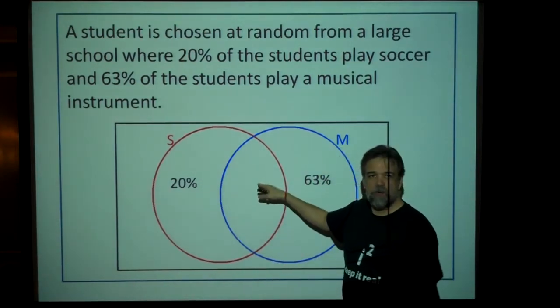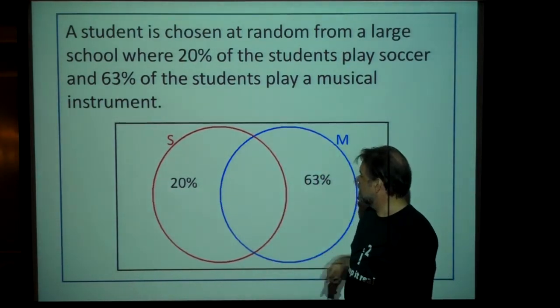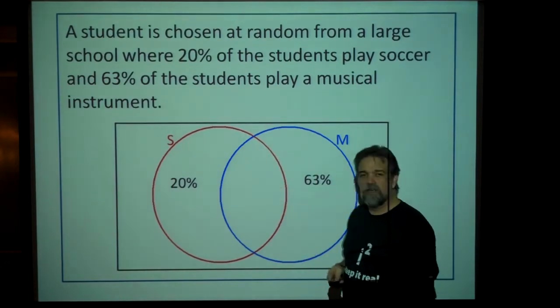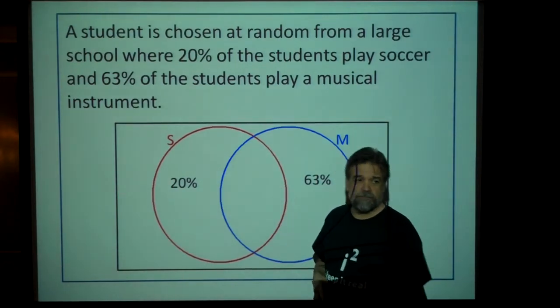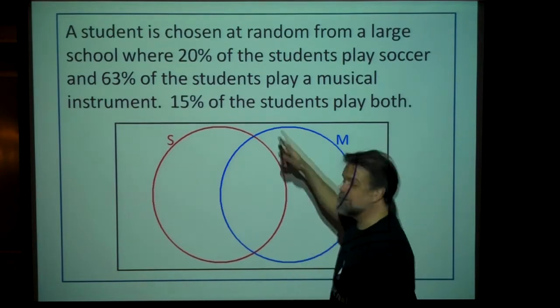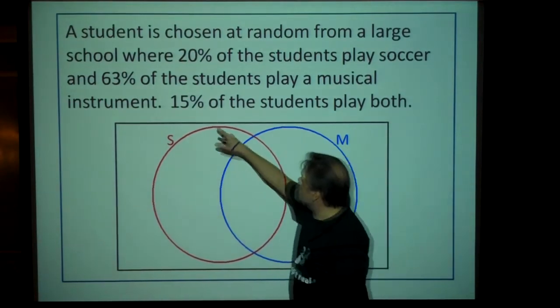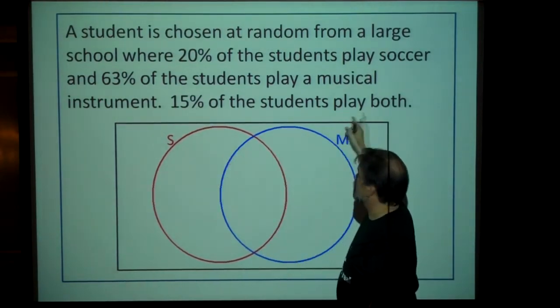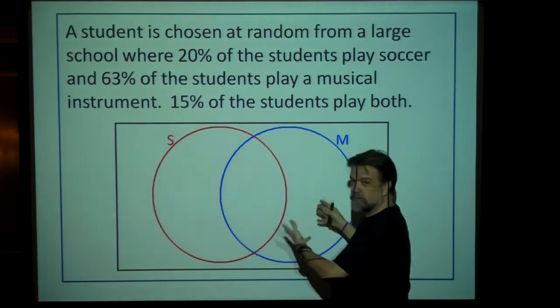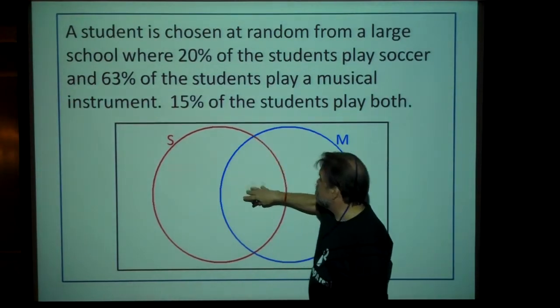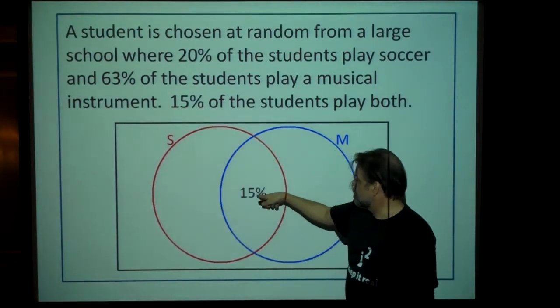So I need to know how many go in this intersection right here. And so I need some more information. So, hey, there's more information. Hey, look at that. So 15% of the students play both. Now I can build my Venn diagram. I always start in the middle. Take that 15%, put it right there.